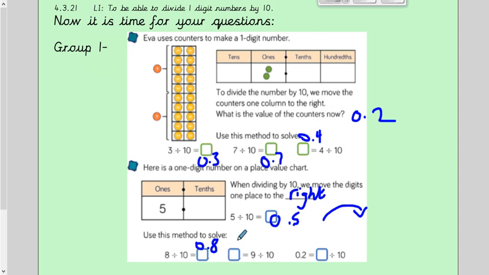9 divided by 10, which is 0.9. And then this one you had to do the opposite. So you had to work out what you divide by 10 to get 0.2, and that is 2. Okay, so hopefully that was all okay for you.